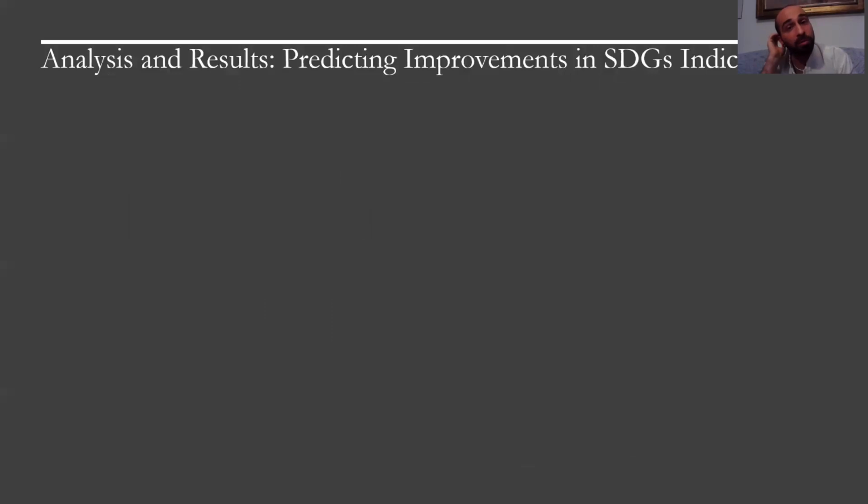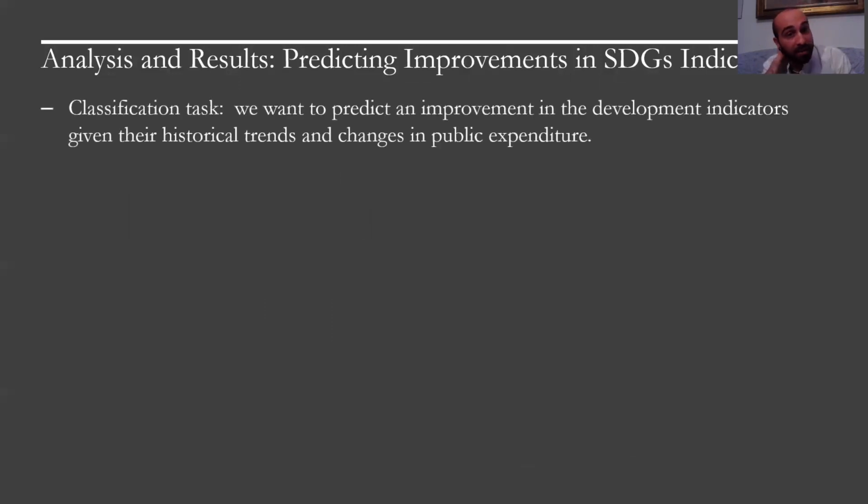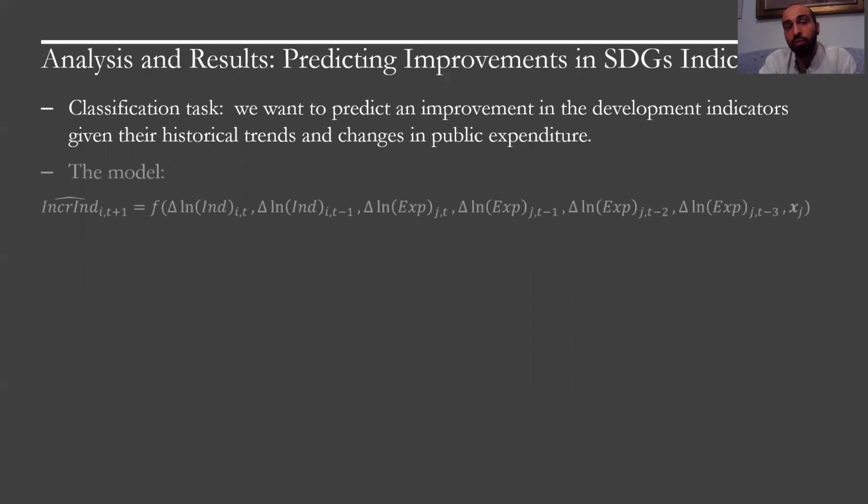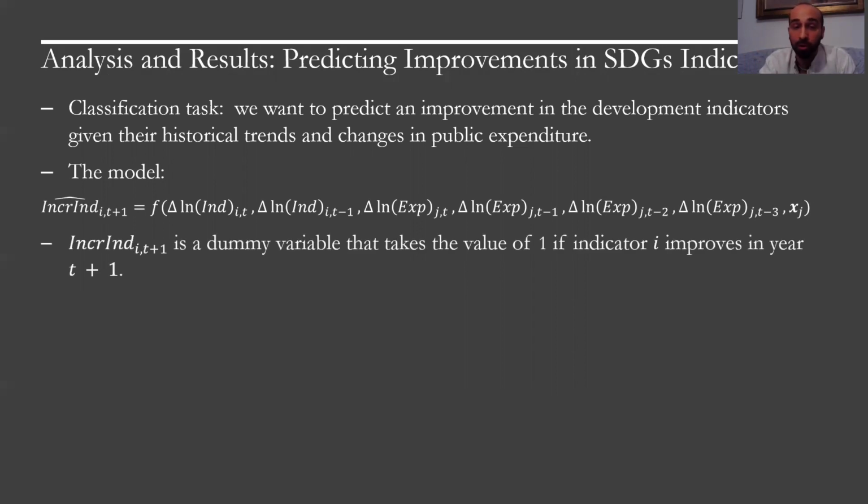Now, as I mentioned before, the first step of the analysis is basically a classification task. We want to predict an improvement in the SDG indicators given their historical trends and changes in public expenditure. So formally, the specification of the model is this one. The output of the model is a dummy variable, so a binary variable, that takes the value of 1 if indicator i improves in year t+1.